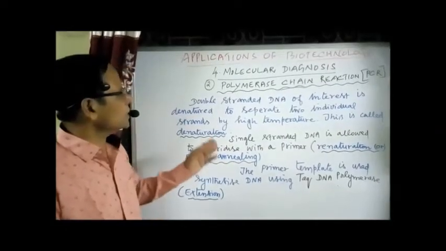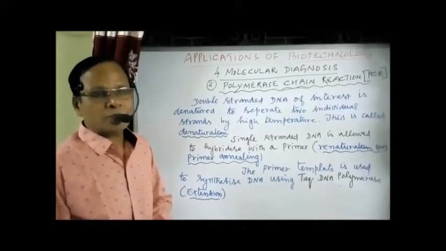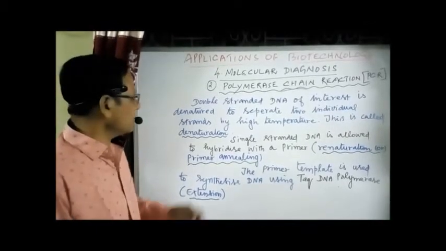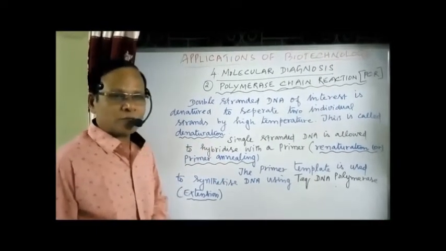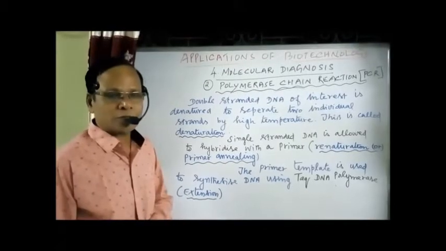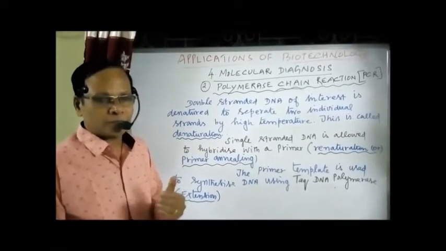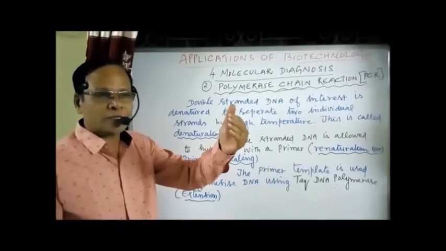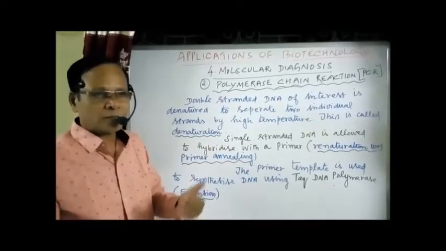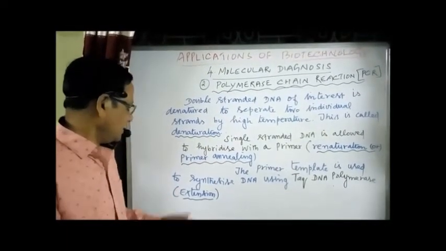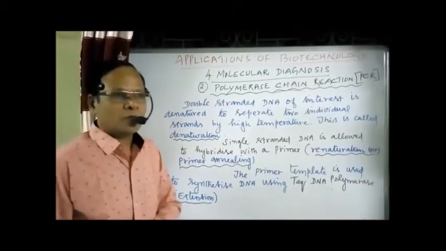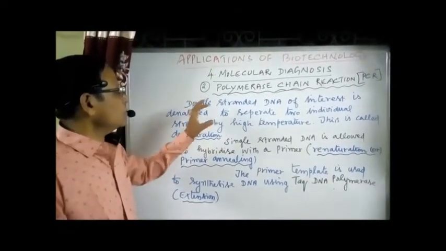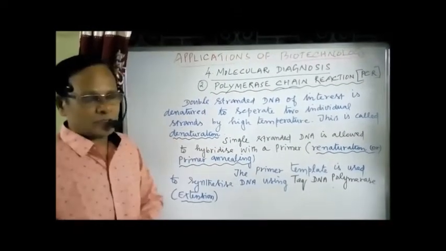There are 3 steps in PCR, polymerase chain reaction. Step number 1, I mentioned, is denaturation. Step number 2, the annealing process. Annealing means increasing the temperature to a maximum level and then sudden cooling, and that is called the annealing process. The third one is extension.